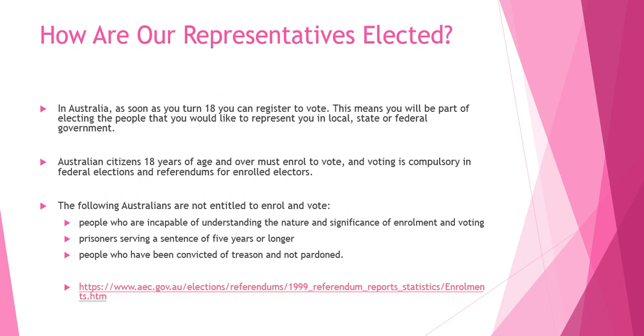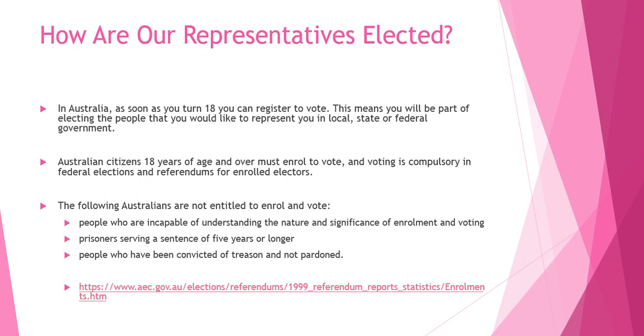People who are not entitled to vote are people who are incapable of understanding the nature and significance of enrolment and voting. So people who might have some difficulties in their mental state, I suppose. People with intellectual impairments and things like that. People who are quite unwell, older people with dementia or something like that. They don't need to vote.